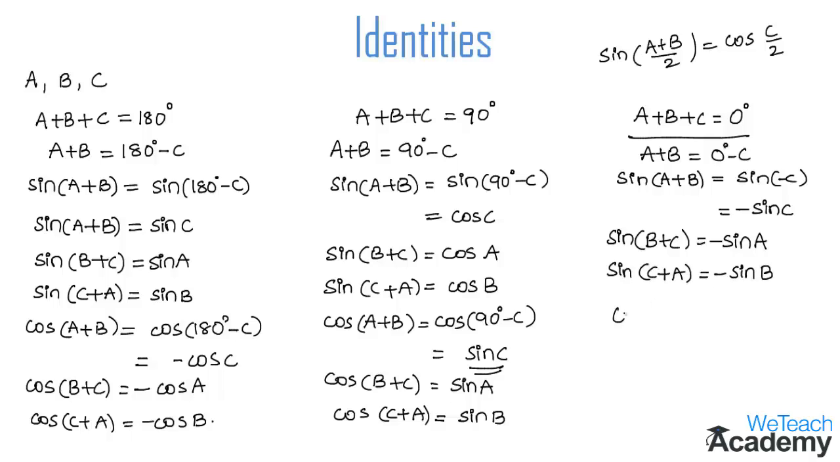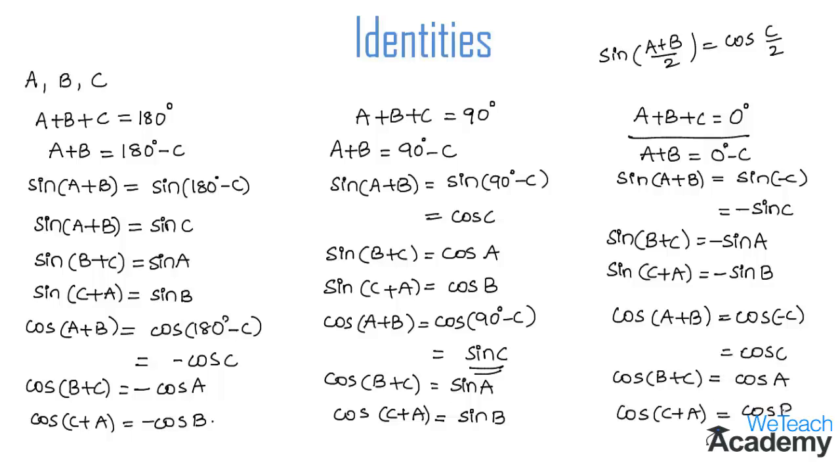And then applying cos, we get cos of a plus b is equal to cos of minus c, and here cos of minus c will be cos c. So this is the identity, and then we also get an identity called cos of b plus c is equal to cos a, and cos of c plus a will be equal to cos b.